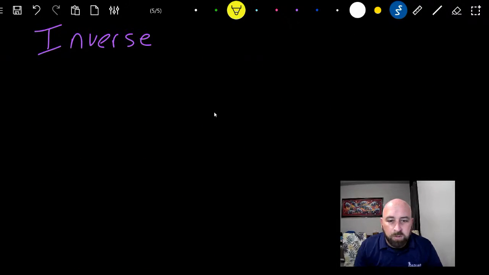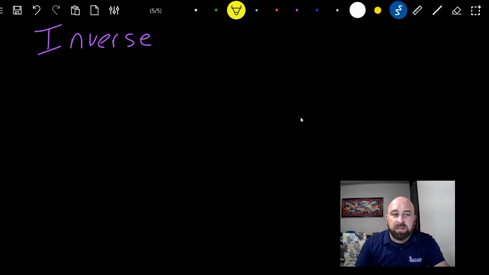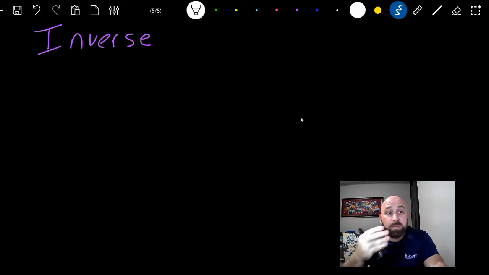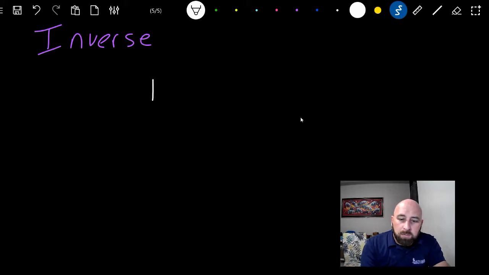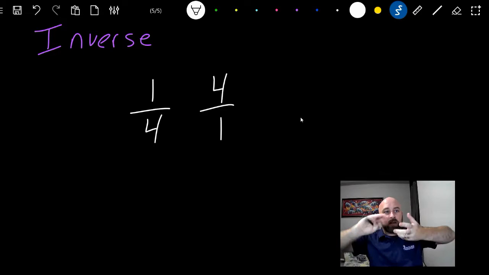All right, the last one is called the inverse. Now, the inverse, there's kind of a couple different ways to look at this. One of the ways is this. We're going to flip the fraction. 1 over 4. What is 1 over 4's inverse? Well, it's 4 over 1. That's an inverse. You take the fraction and you flip the fraction.